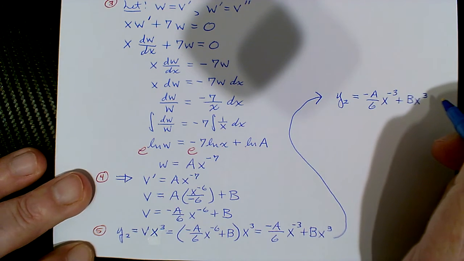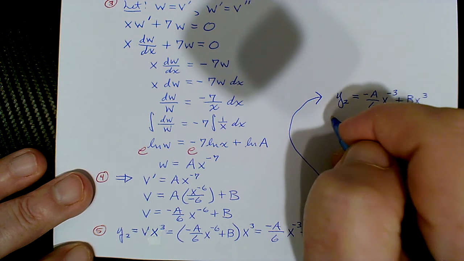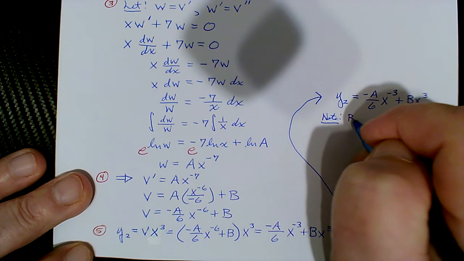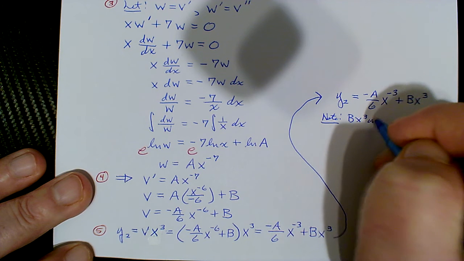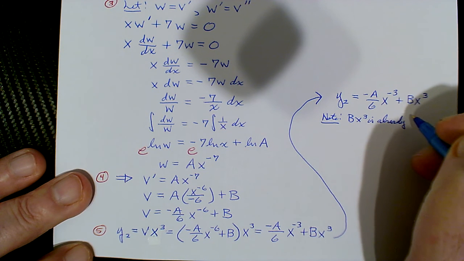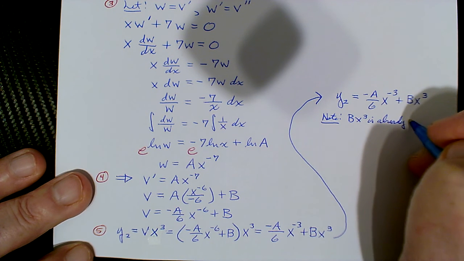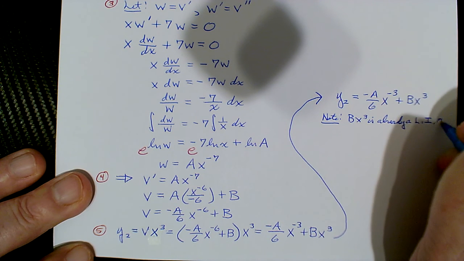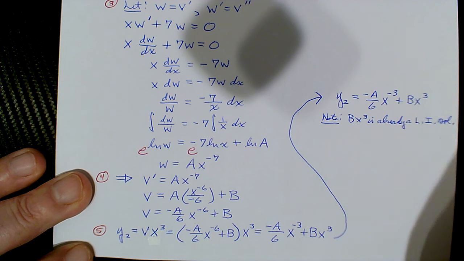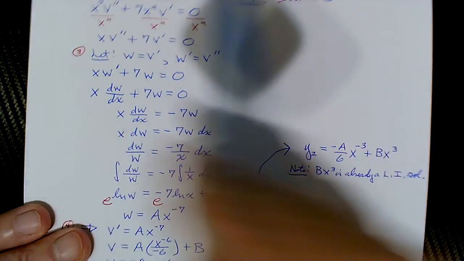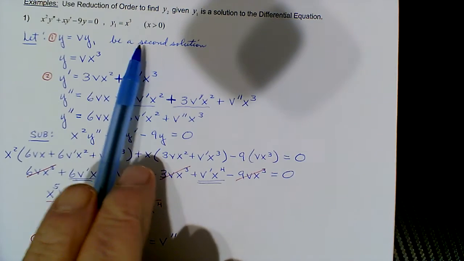But notice that b x cubed is already a linearly independent solution, because that's what y1 was. y1 up here was x cubed.